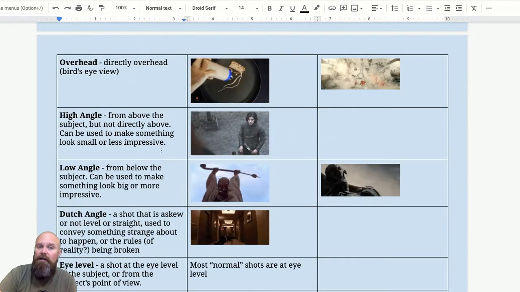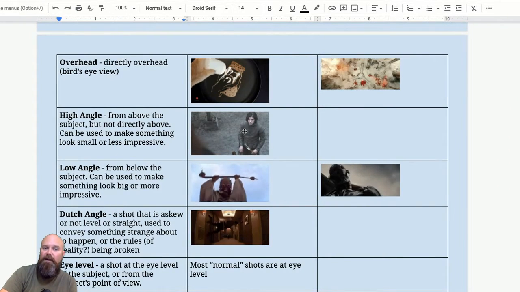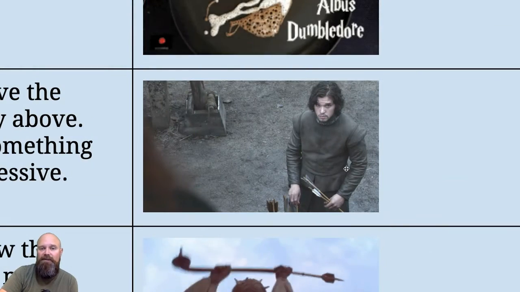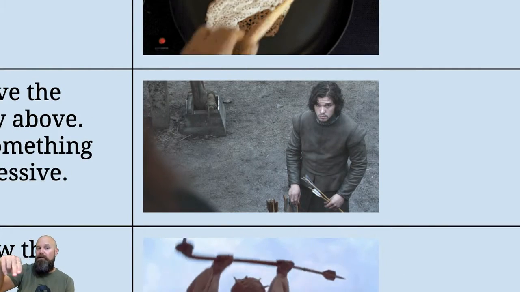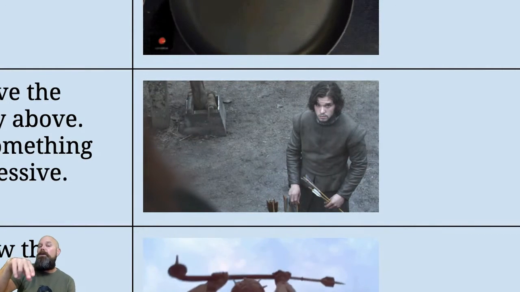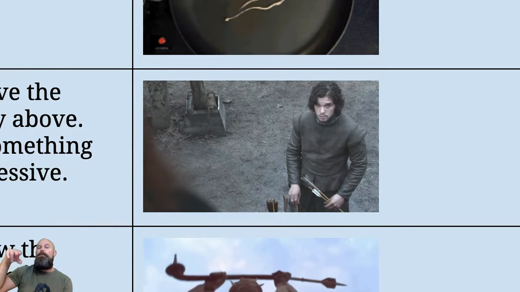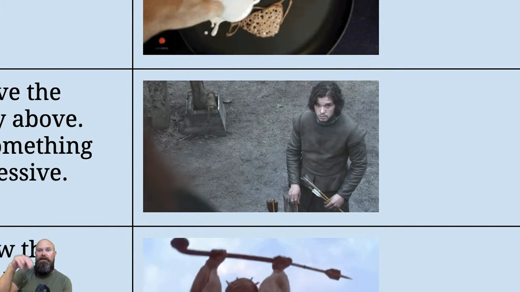A high angle would be something that is from above the subject. So in this case, we've got a character who is being looked down on, and he is physically being looked down on because the person looking at him is standing higher than him. But also when we meet him in the show, the person looking at him is looking down on him because she doesn't like him.